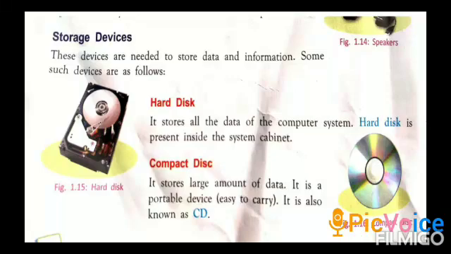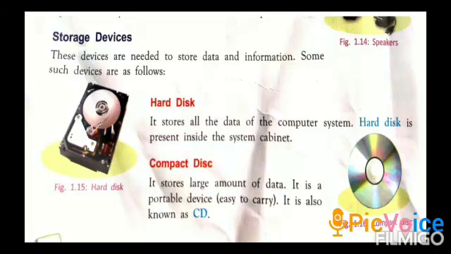The first storage device is hard disk. The hard disk is present inside the system component, so it is not a portable device. It stores all the data of the computer system.